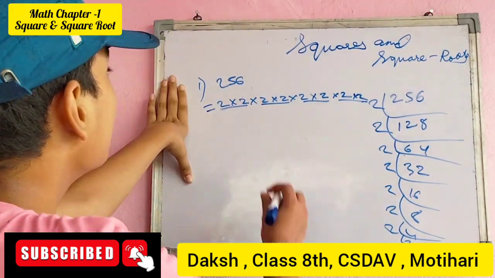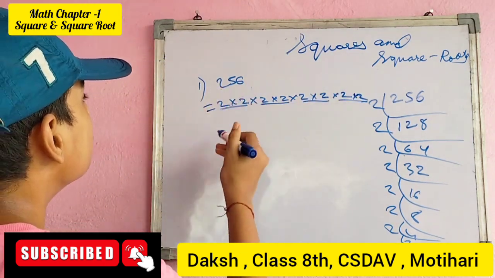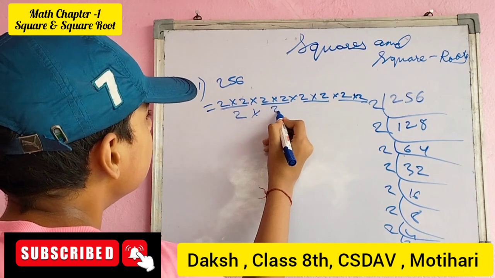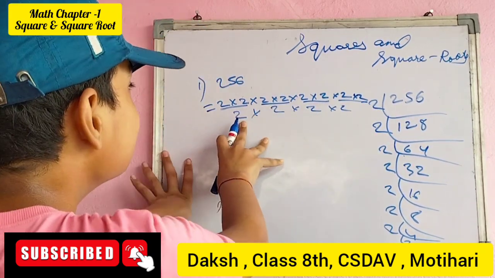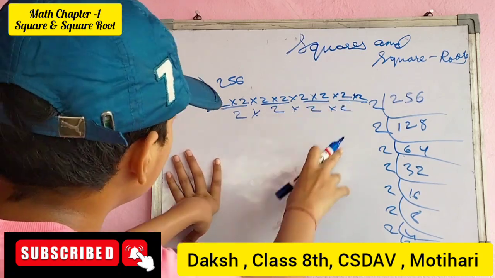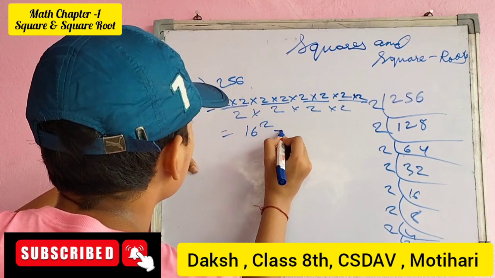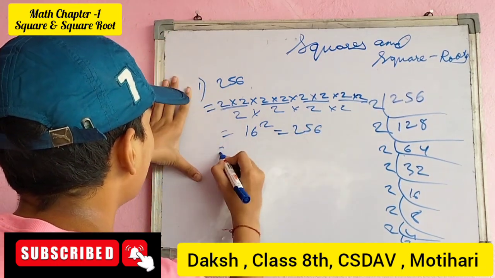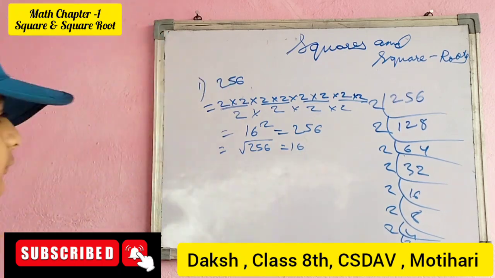And how do we find out what square it is? We take each pair as a single number: 2 into 2 into 2 into 2. Then 2 into 2 is 4, 4 into 2 is 8, 8 into 2 is 16. This number is the square of 16. 16 square equals 256, or root 256 equals 16.